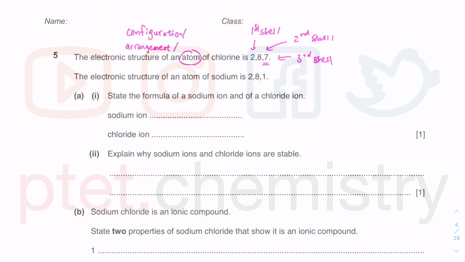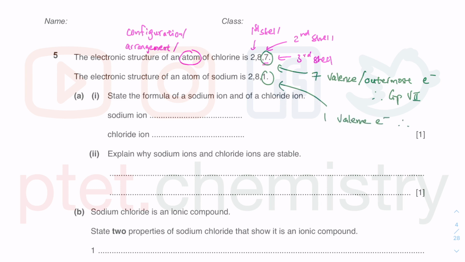And how many electrons are there in the outermost shell? There are 7 valence. If you don't like the word valence, you can stick with outermost, but you got to know each and every one of these meanings. So 7 valence electrons means group 7 in the periodic table. On the other hand, if the outermost shell has 1 valence, or outermost electron, then this is group 1. As you know, period 3 is the third row of the periodic table. Group 1 is going downwards, and they want the formula, they don't want the name, they don't want the configuration, they want the formula.